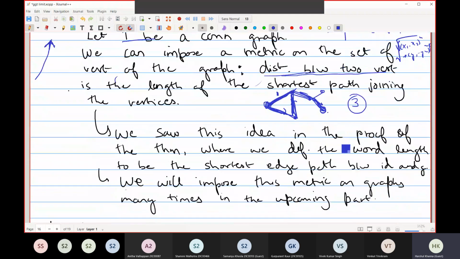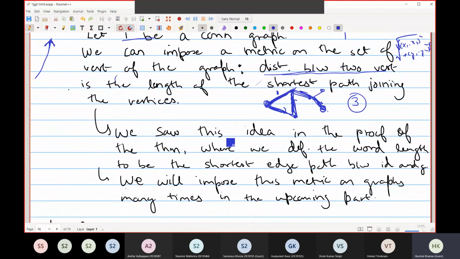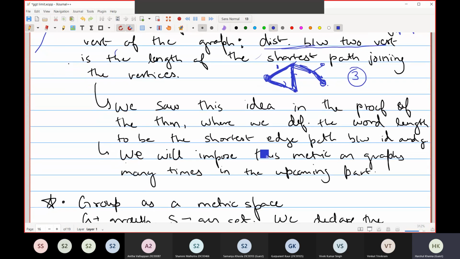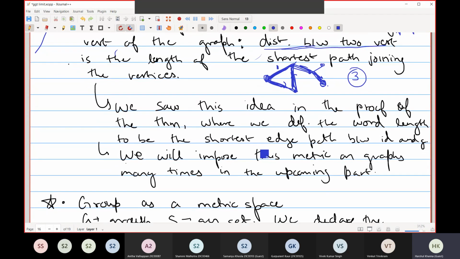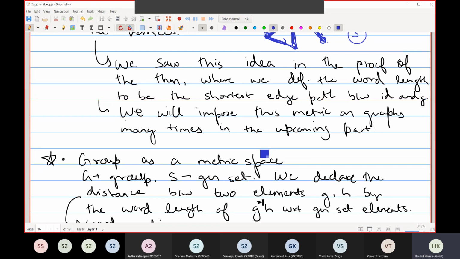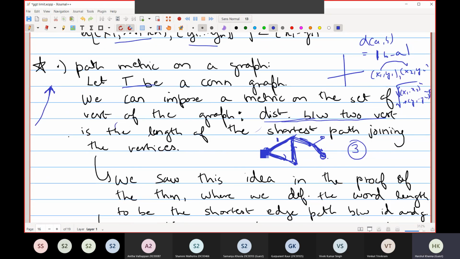And we saw this idea exactly in the surjectivity part that we just proved, where we defined the word length to be the shortest edge path between the identity element and the group element. But that was in a very specific setting, the setting of a Cayley graph. Here we want to give a distance function to any graph. But the idea is the same: we take the shortest edge path between any 2 points, and we look at the length of that edge path. We will impose this metric on graphs many times in the upcoming part that we'll study. So this was the first example, the path metric on a graph.